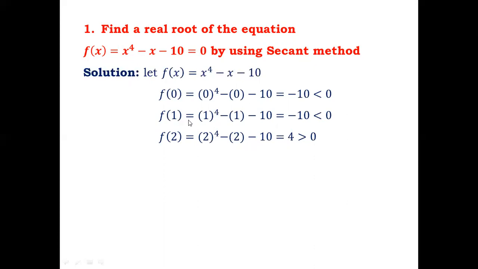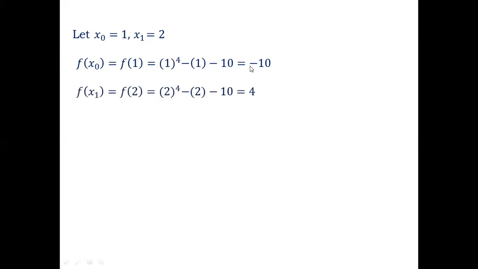Therefore f of 1 is negative and f of 2 is positive, so the root lies between 1 and 2. Let x naught be equal to 1 and x1 equal to 2. Find f of x naught, which is f of 1. The formula is f of x is x power 4 minus x minus 10, therefore 1 power 4 minus 1 minus 10 equals minus 10. And f of x1, with x1 equal to 2, f of 2 equals 2 power 4 minus 2 minus 10, which is equal to 4.